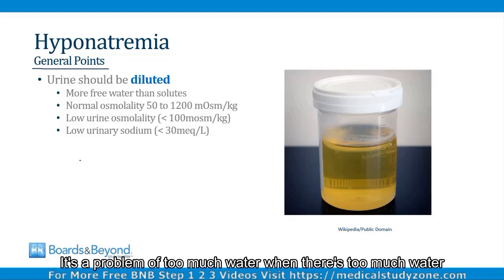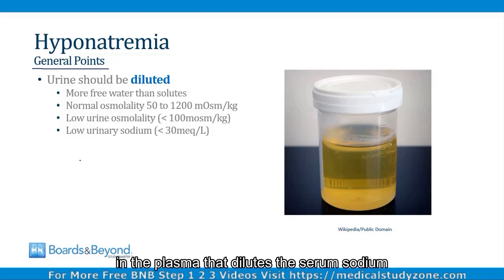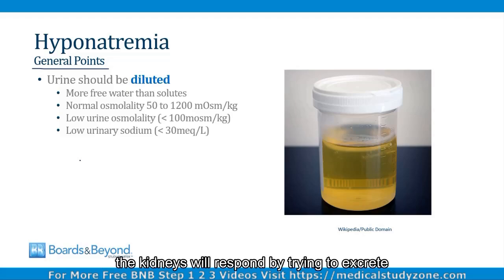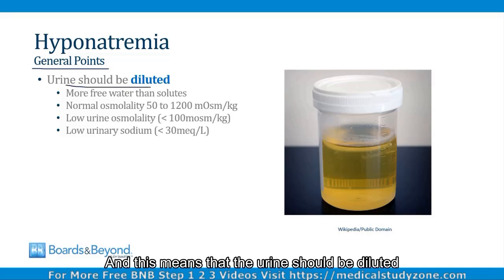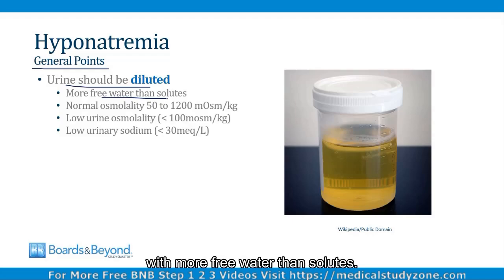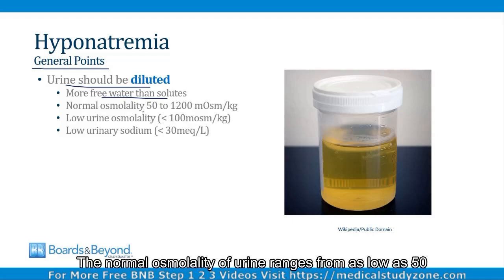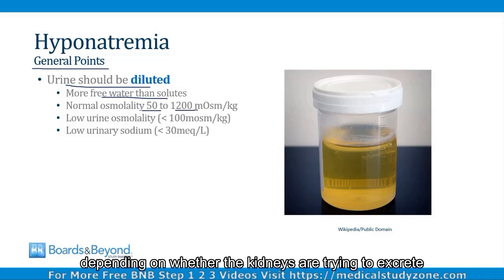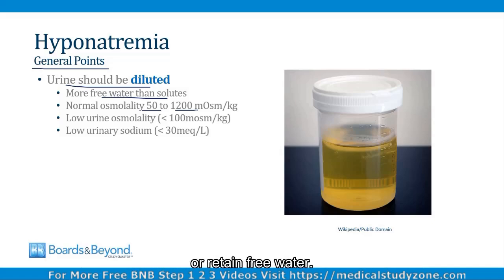Hyponatremia is really not a problem of too little sodium, it's a problem of too much water. When there's too much water in the plasma, that dilutes the serum sodium and the level becomes low. So anytime there's too much free water in the plasma, the kidneys will respond by trying to excrete as much free water as they can, and this means that the urine should be diluted with more free water than solutes. The normal osmolality of urine ranges from as low as 50 to as high as 1200, depending on whether the kidneys are trying to excrete or retain free water.